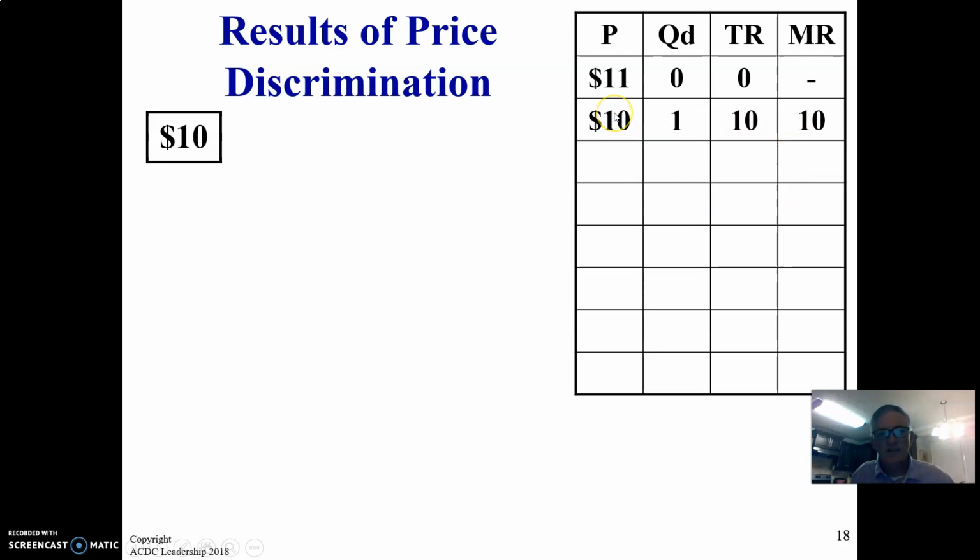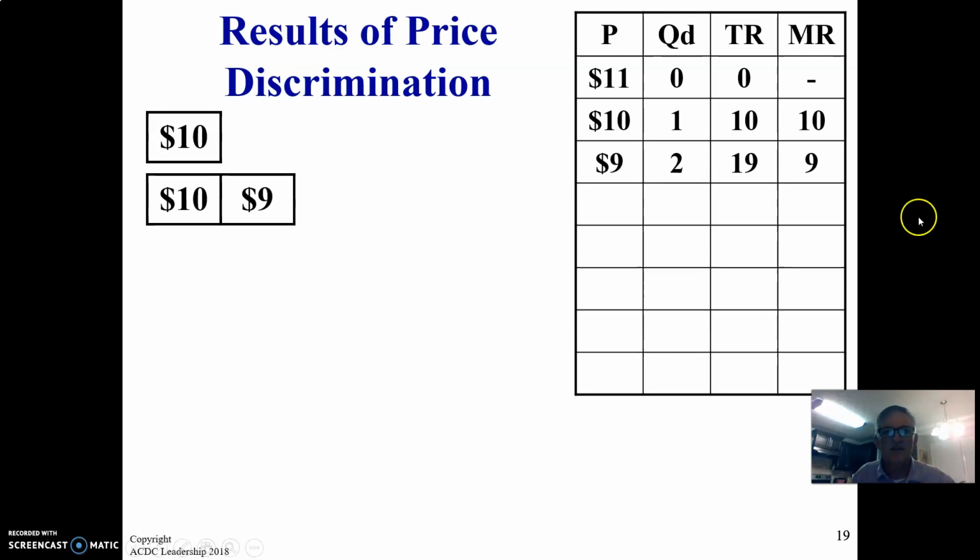But if we lower our price to $10 and we get a quantity demanded of 1, our total revenue is 10, our marginal revenue is 10. That's pretty much the same for all markets we've seen. Here's where it gets a little bit interesting when we're talking about price discrimination.